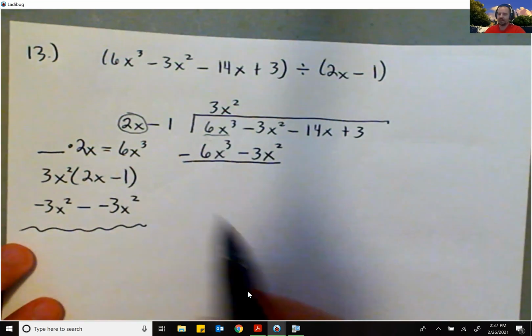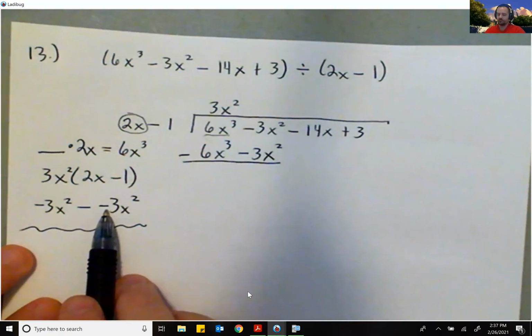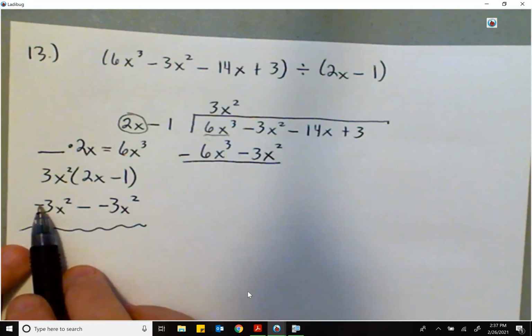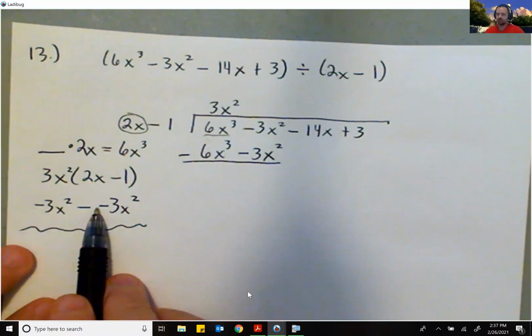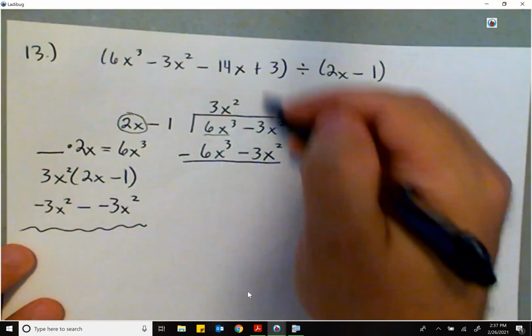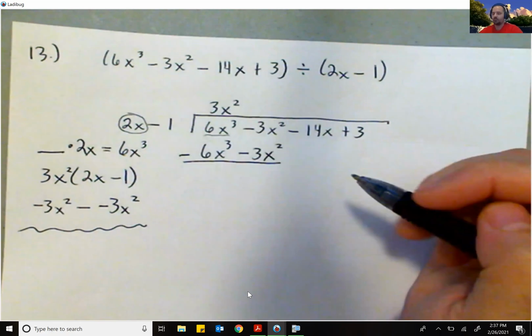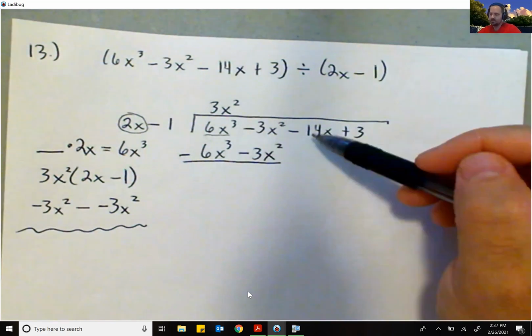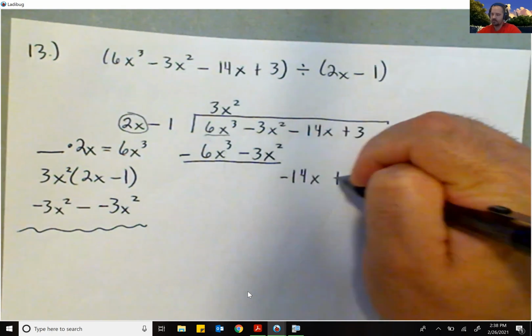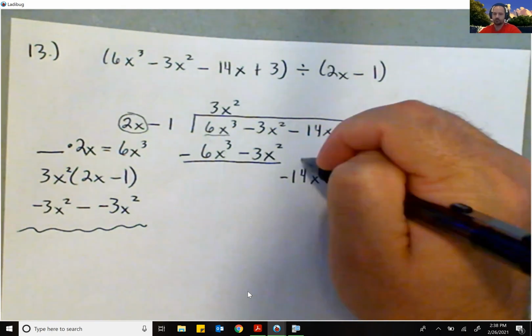So what happens with a negative by a negative? A positive. So what's negative 3x squared plus 3x squared? 0. So all that goes away. And then we play Tetris, because we bring everybody else down.